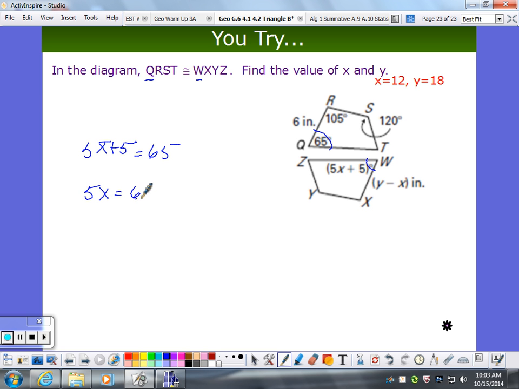Equals 60. And then let's see, WX and QR are going to be congruent. So I can set Y minus X equal to 6.